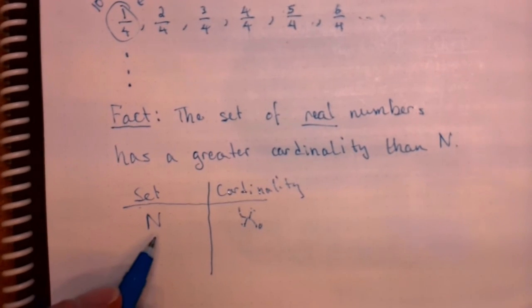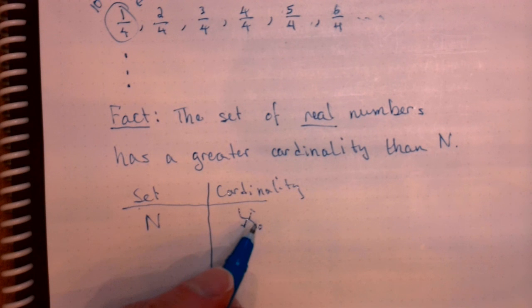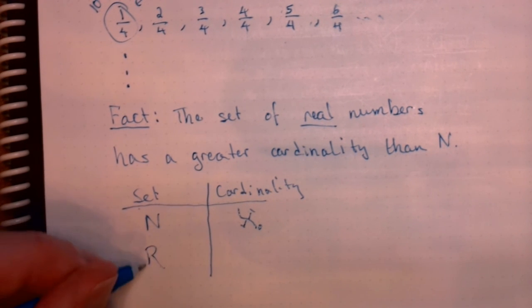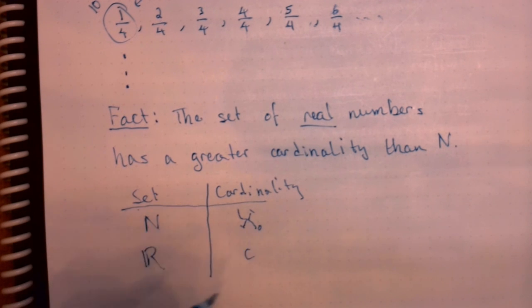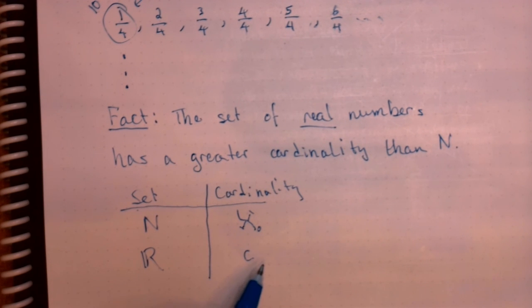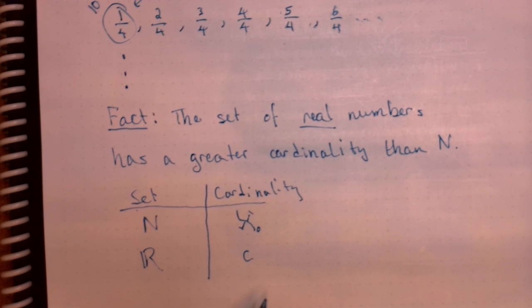As we know, we have a special symbol for the cardinality of the natural numbers. We call that aleph naught. The set of real numbers, we call that cardinality C. And the set of real numbers has a greater cardinality than the set of natural numbers. In fact, we could make a whole string of sizes of infinite sets that get increasingly large. We're just going to stick to these two for this first exposure, though.